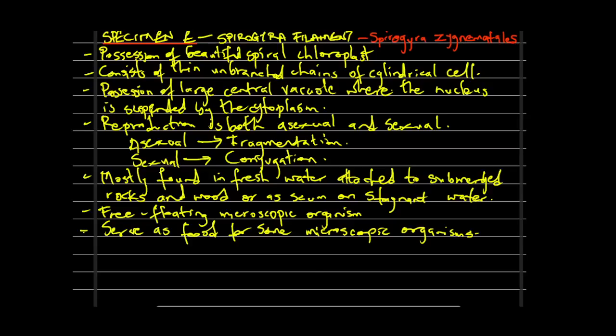The next specimen is specimen F, which is Mucor or Rhizopus. So what do we have to say about specimen F? Let us quickly see.